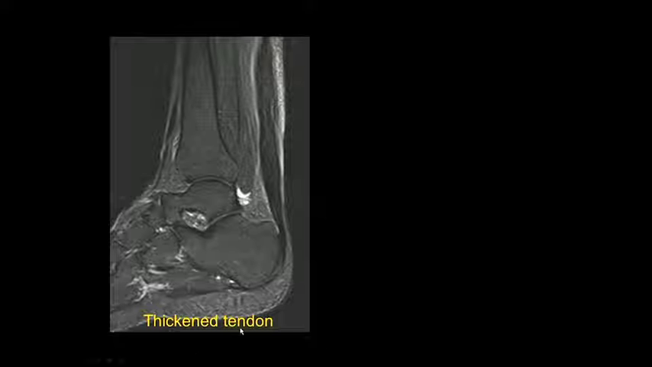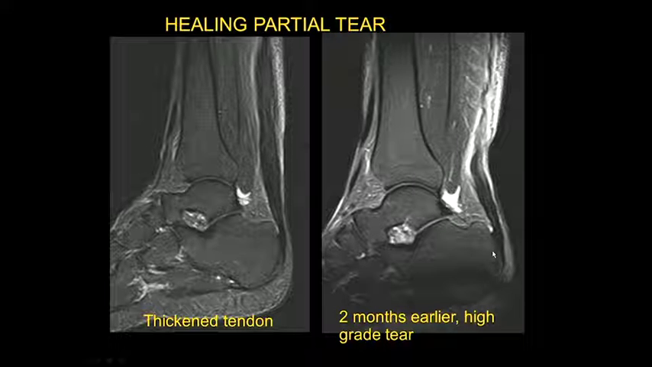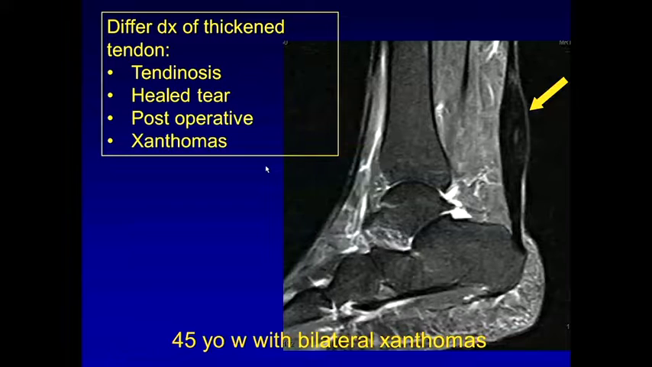So, for example, here we have a thickened tendon, right? You would think fusiform thickening, probably tendinosis, but this patient actually had a complete or high-grade rupture 2 months before that, and now is healing with this thickened tendon.